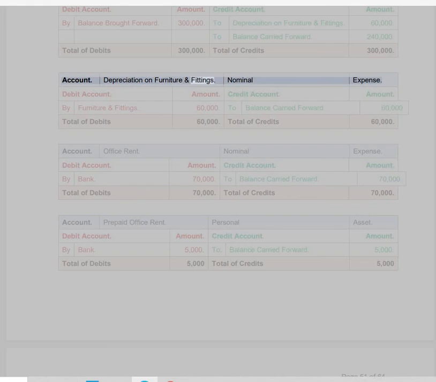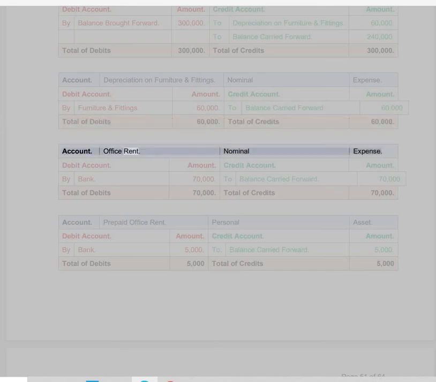Account: depreciation on furniture and fittings. Nominal expense. Debit account, amount. Credit account, amount. By furniture and fittings, 60,000 to balance carried forward. 60,000, total of debits 60,000. Total of credits 60,000.